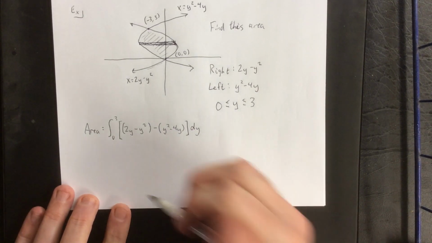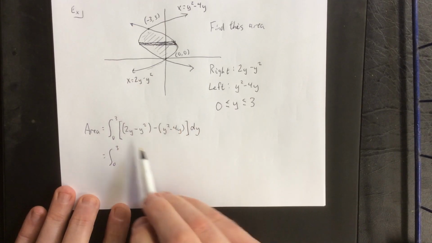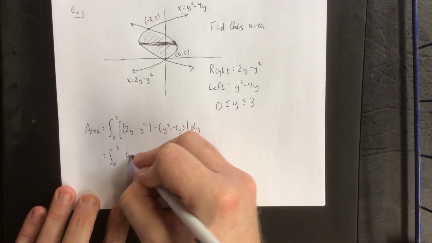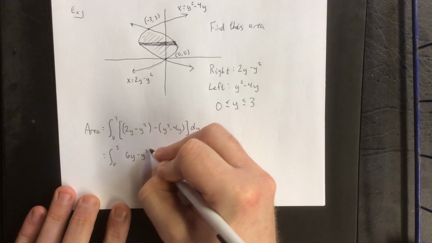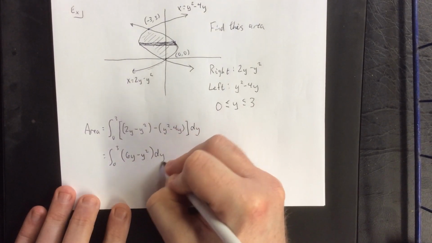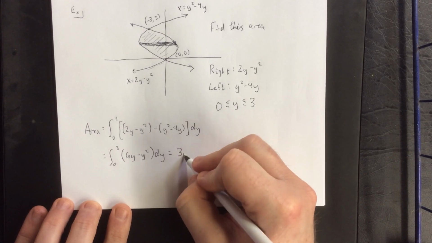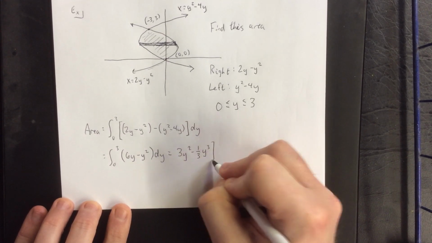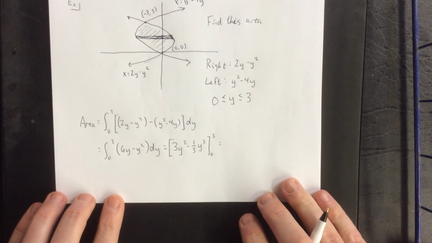This can be integrated using the power rule, but before I use the power rule, I'd like to simplify algebraically. 2y minus negative 4y will be 6y, and negative y squared minus y squared will be negative 2y squared. We integrate each term according to the power rule. We'll get 3y squared minus 2/3 y cubed, going from y equals 0 to y equals 3.